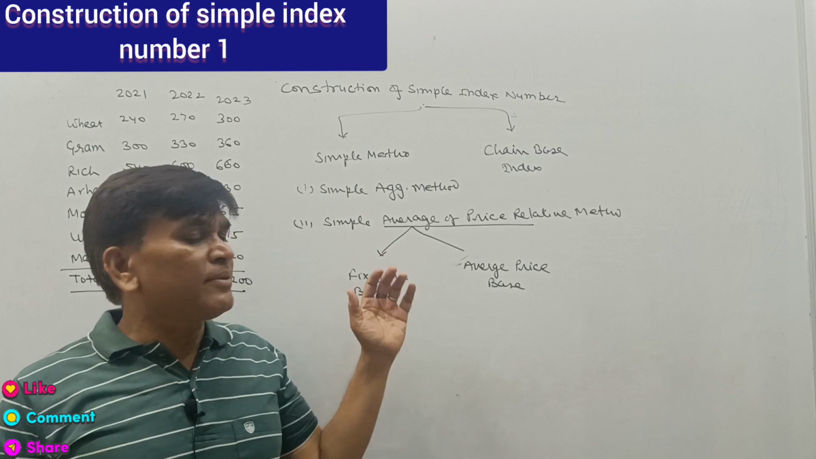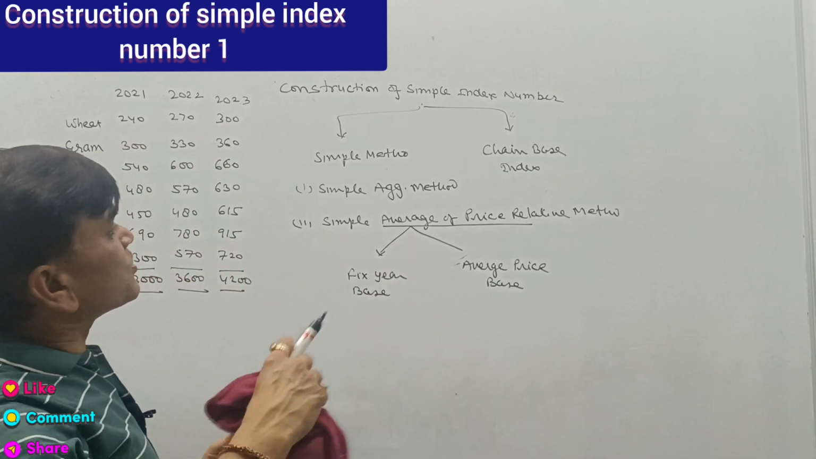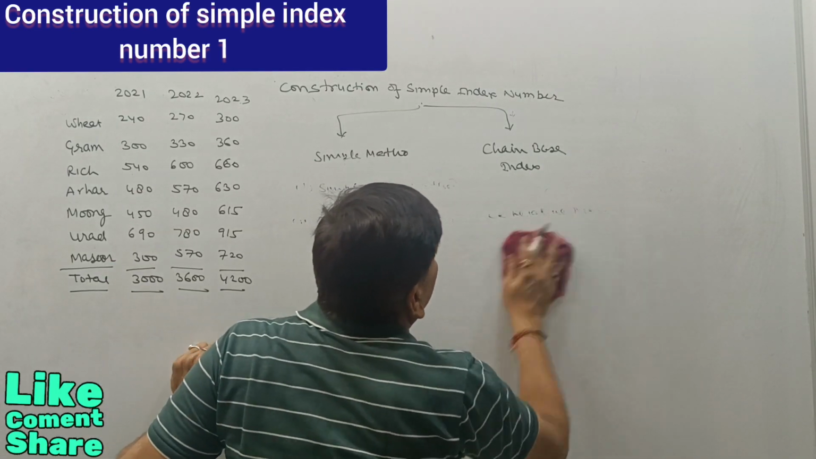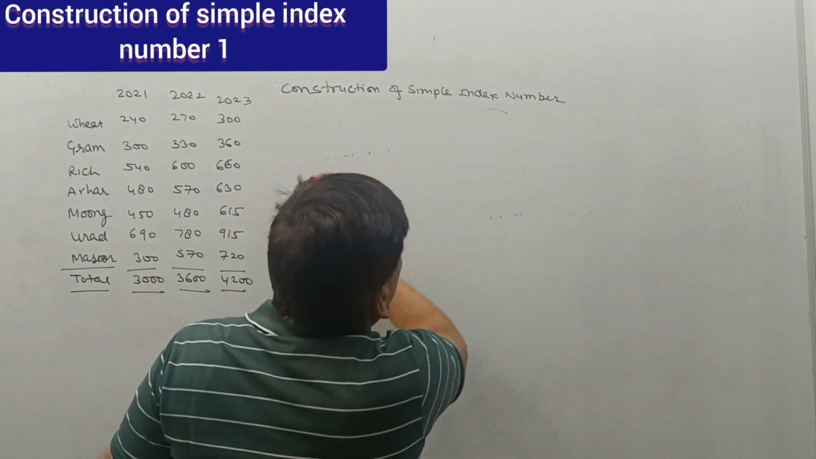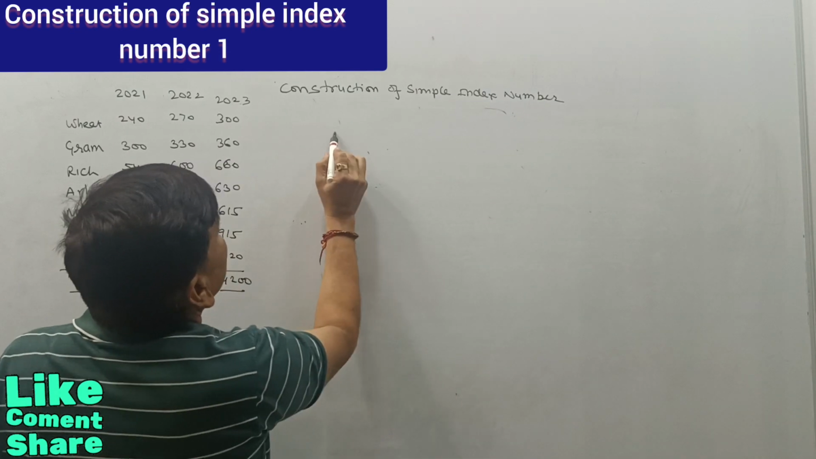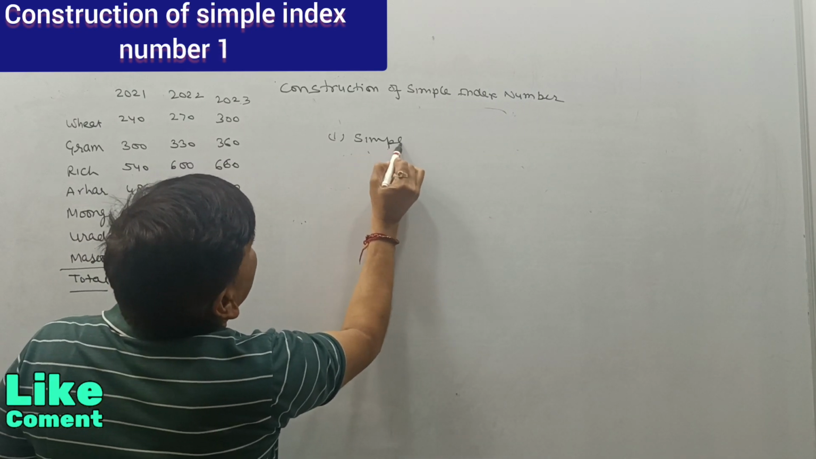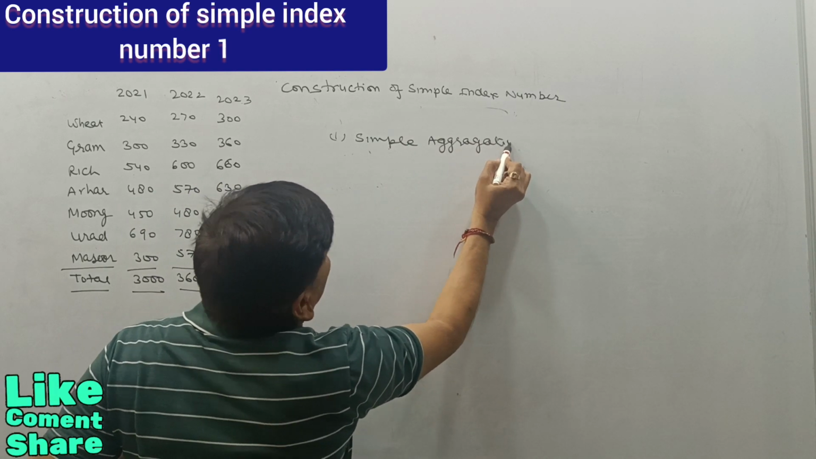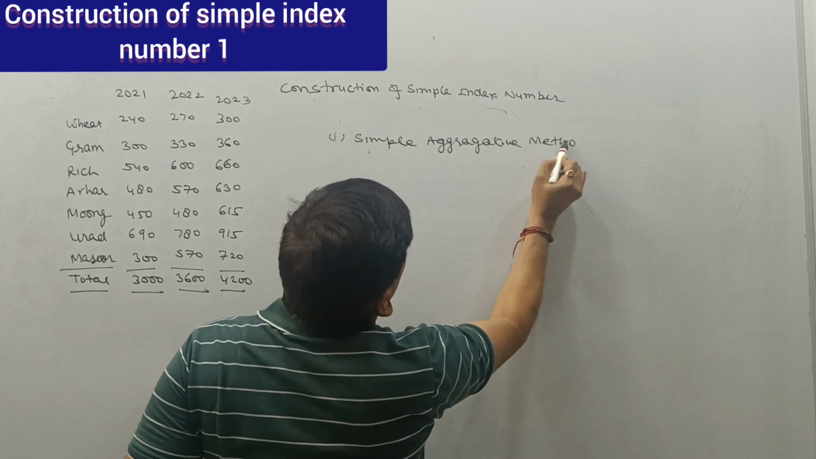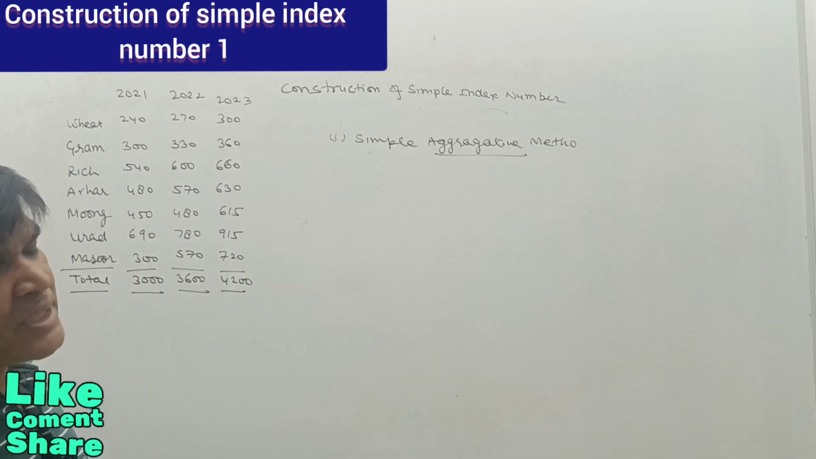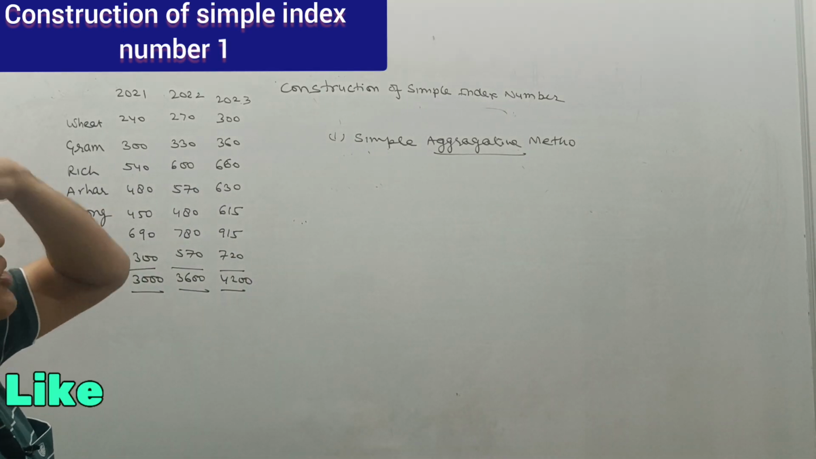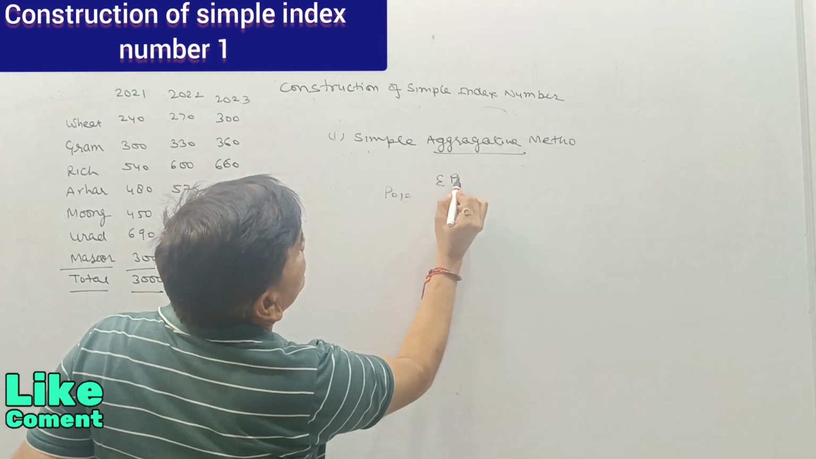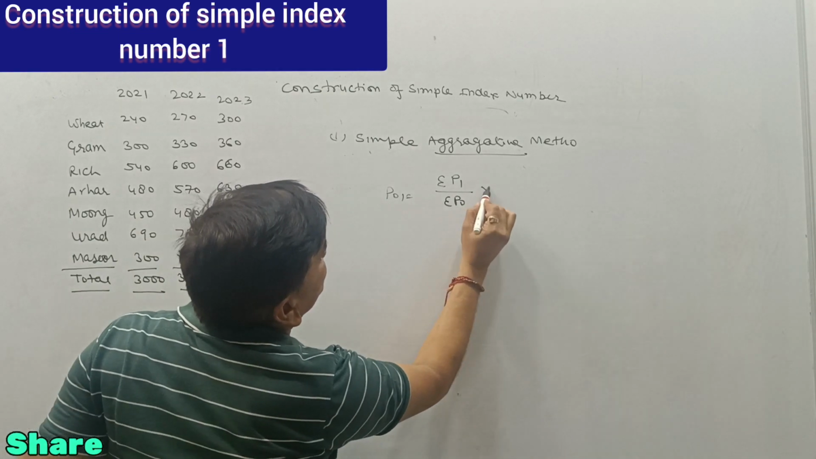So today we will do one question for each of the two methods. The very first is the simple aggregative method. This method is dependent on the aggregate or total. So the index number P01 is equal to sigma P1 divided by sigma P0 multiplied by 100.